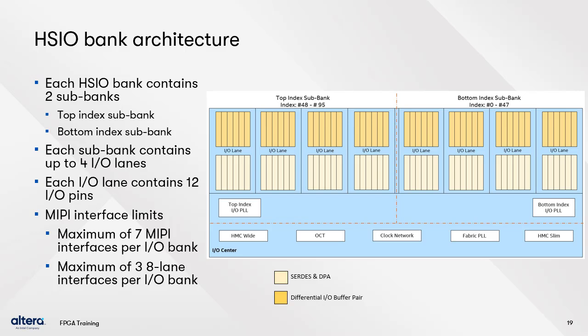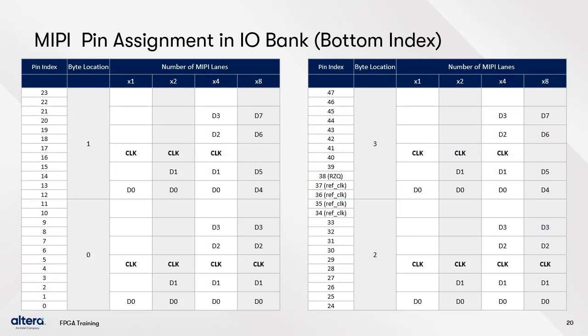While all HSIO banks support MIPI interfaces, a single I/O bank supports a maximum of 7 total MIPI interfaces. This is because the hardware reserves one of the byte blocks for on-chip termination calibration and the reference clock. The maximum number of MIPI interfaces is 3 when the IP is configured for 8 lane interfaces. MIPI interfaces must use dedicated locations in the I/O banks, as this table and the next indicate.